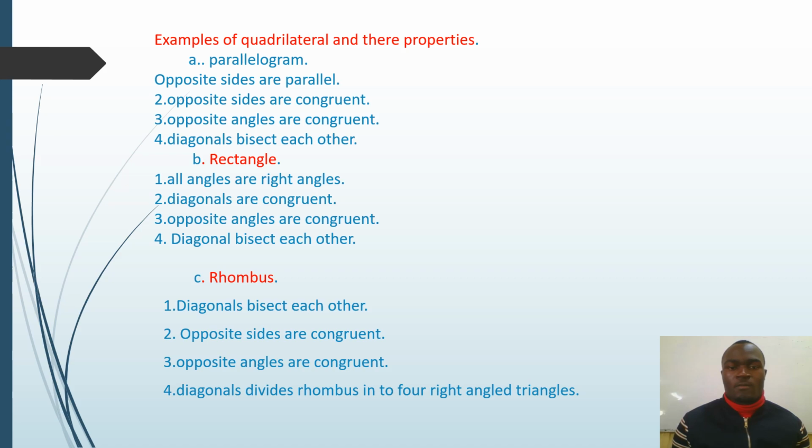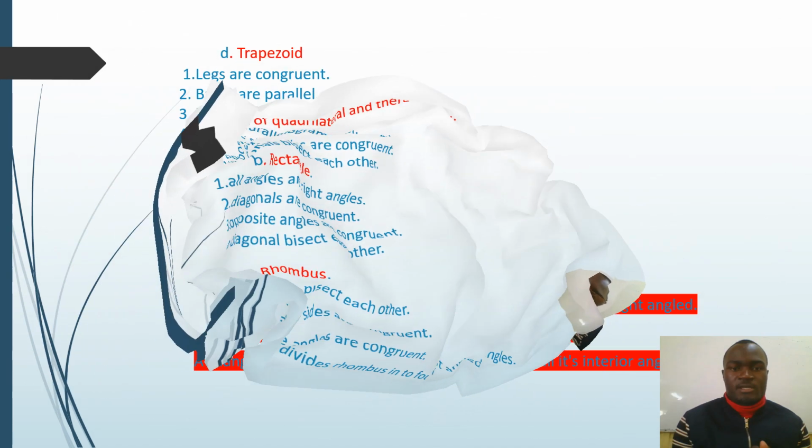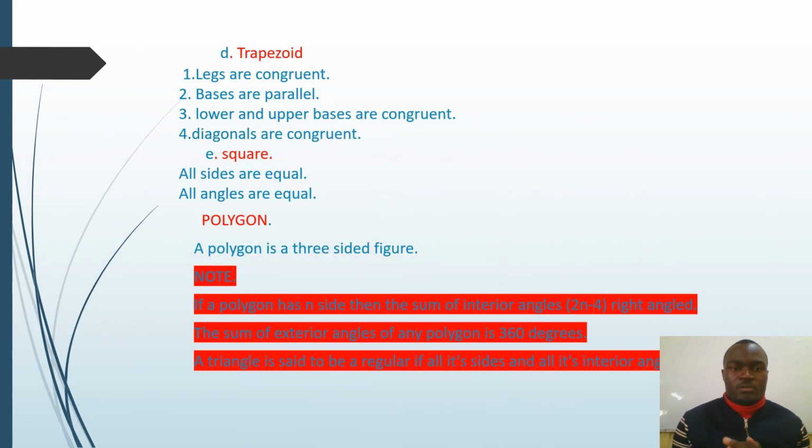So our next quadrilateral is the trapezium or trapezoid. So I've indicated there that legs are congruent. It means just the opposite sides are congruent. That means they are equal. Then bases are parallel. That means they will never meet. The bases of a trapezium will never meet because they are parallel. Parallel lines are lines that will never meet.